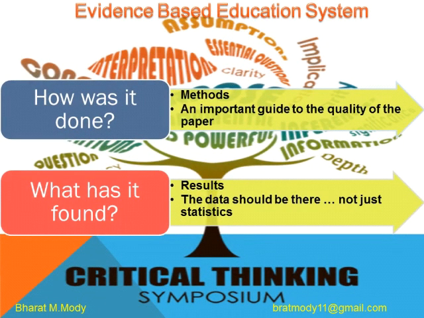How was it done? Look at the methods, an important guide to the quality of the paper, because the methods will tell you how good the quality of the paper is. Wrong methods do not give you the right result. What was found? Look at the results. The data should be there, not just statistics.